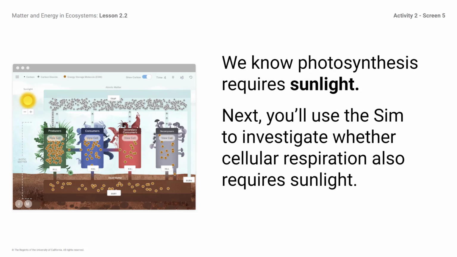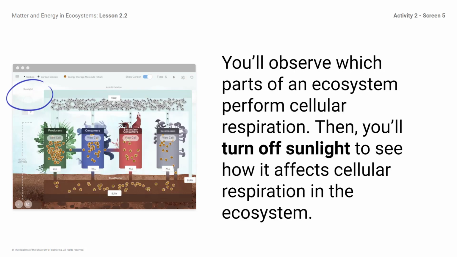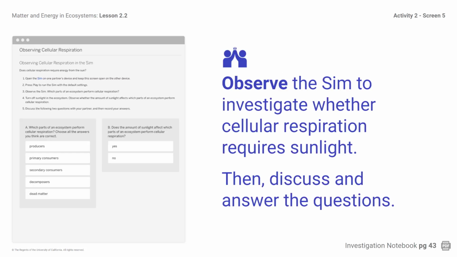We know photosynthesis requires sunlight. Next, you'll use the sim to investigate whether cellular respiration also requires sunlight. You'll observe which parts of an ecosystem perform cellular respiration. Then, you'll turn off the sunlight to see how it affects cellular respiration in the ecosystem. Observe the sim to investigate whether cellular respiration requires sunlight. Then, discuss and answer the questions.